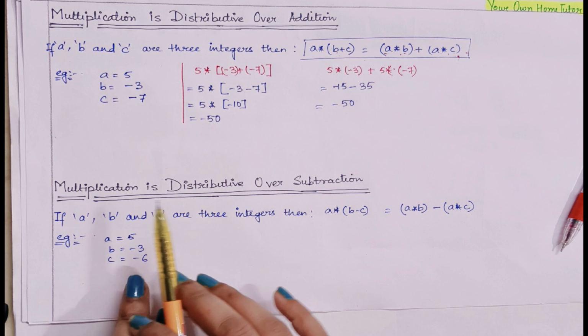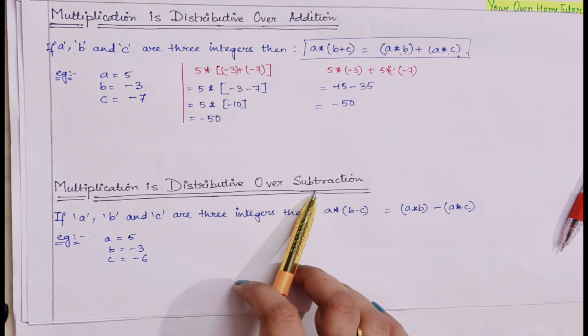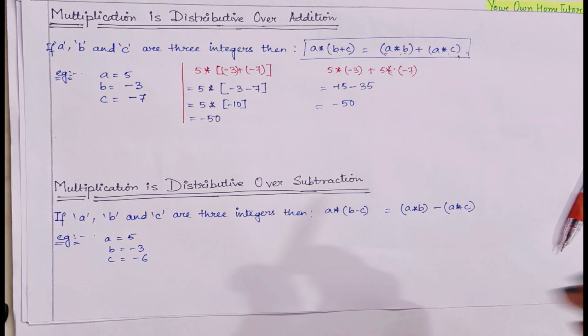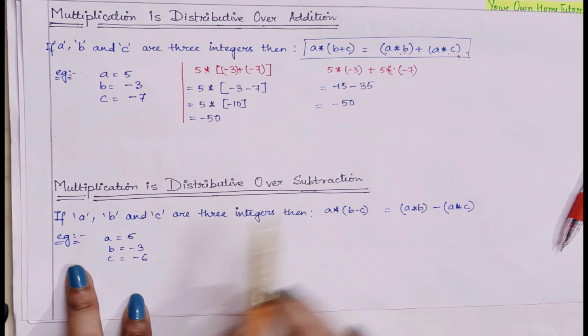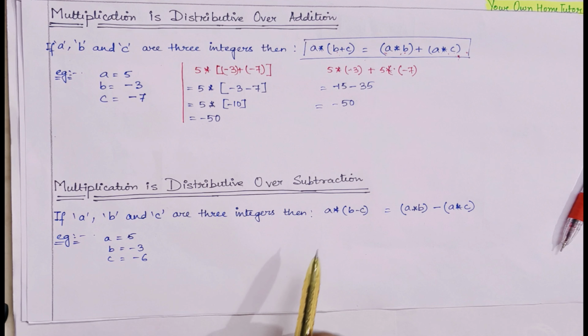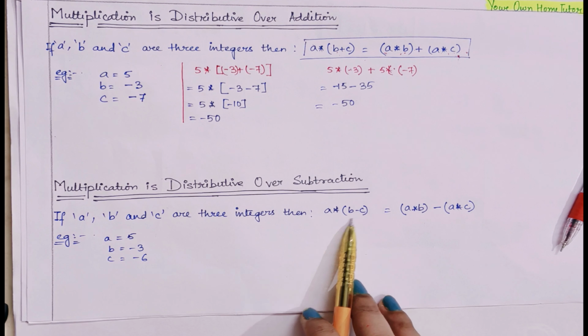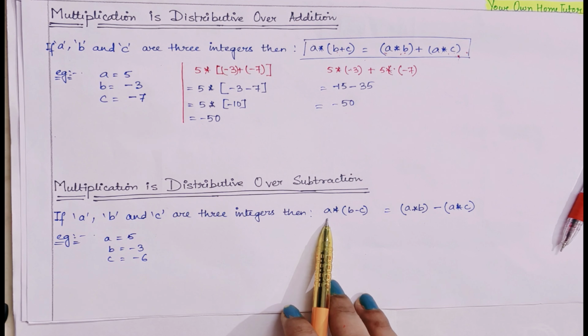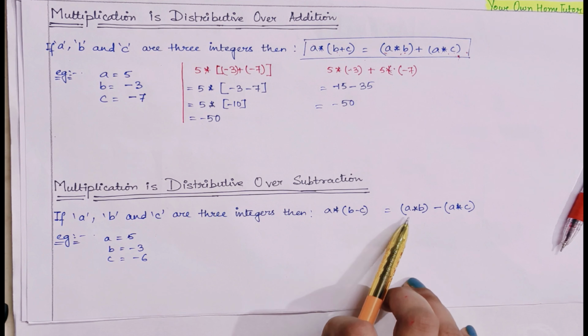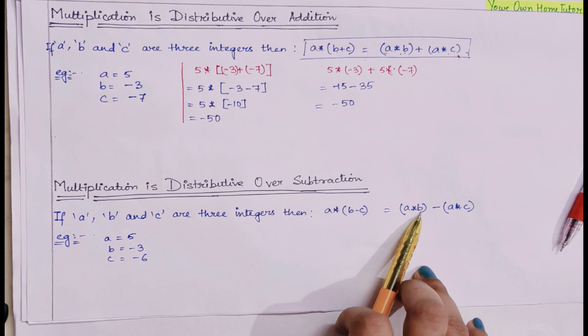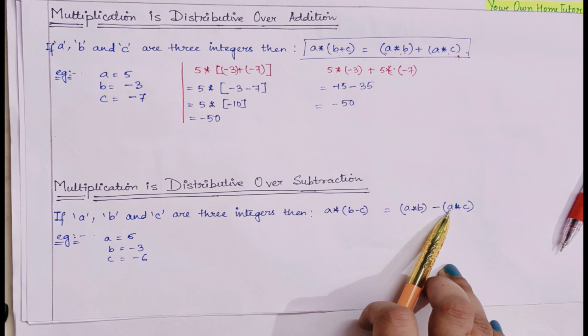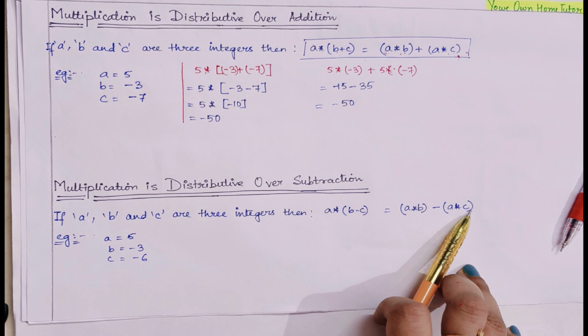Now let us see how multiplication is distributive over subtraction. How can we distribute the product and subtract them? If a, b, c are 3 integers, then if the difference of 2 integers is multiplied with the first integer, then I will get the same answer as when I am doing the first integer multiplied with second integer minus the product of first and last integer, or third integer.